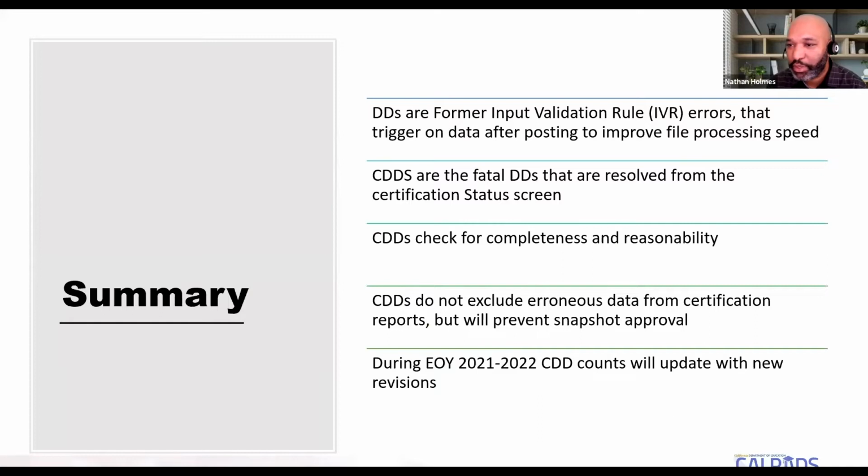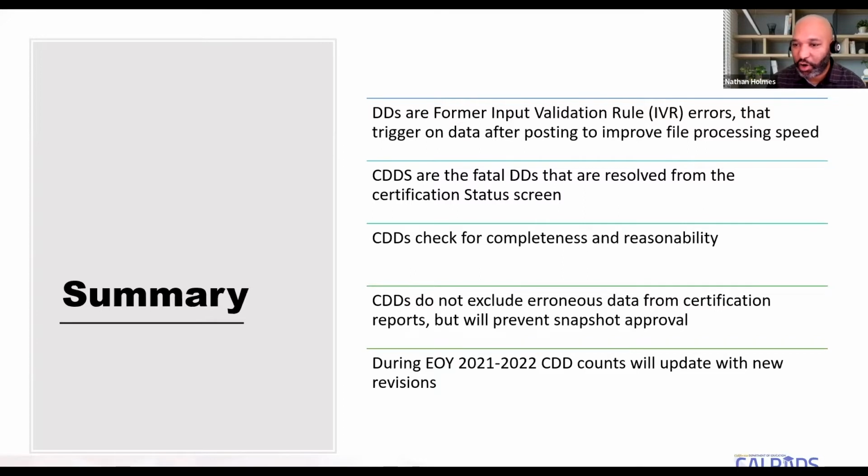DDs are the former input validation rule errors that trigger on data after posting to improve file processing speed. So remember, CALPADS has grown over the past 10, 12 years. It was very hard to do your work. And so in an effort to make CALPADS more efficient, POST was redesigned, and a lot of those input validation rules were moved to after file processing, after posting. Those are now going to be data discrepancies.